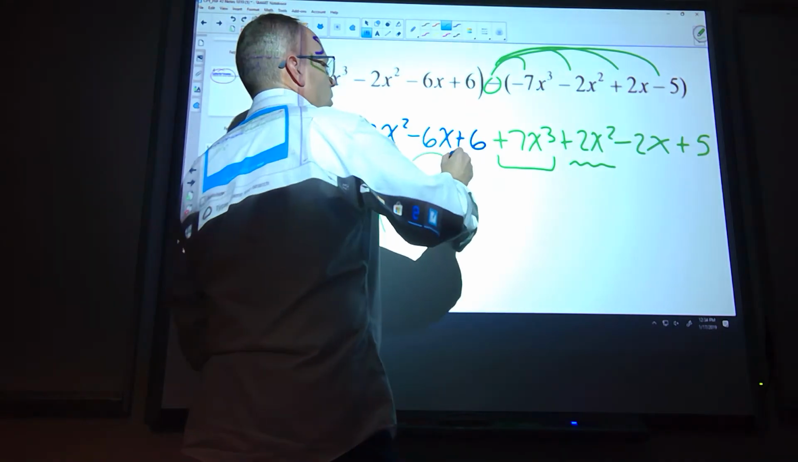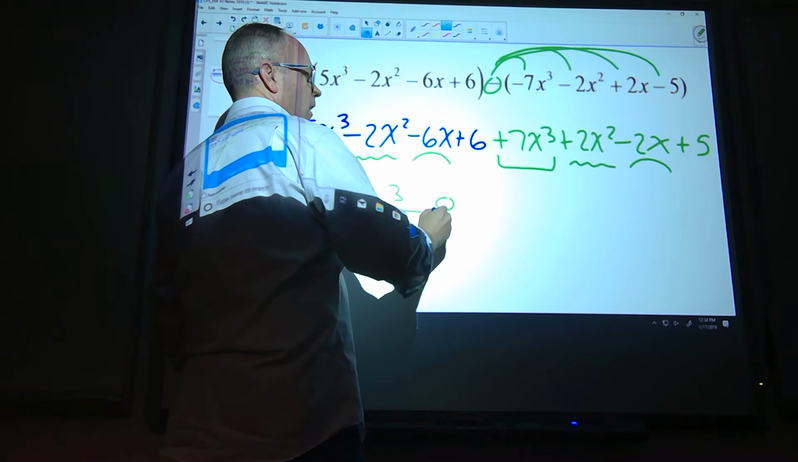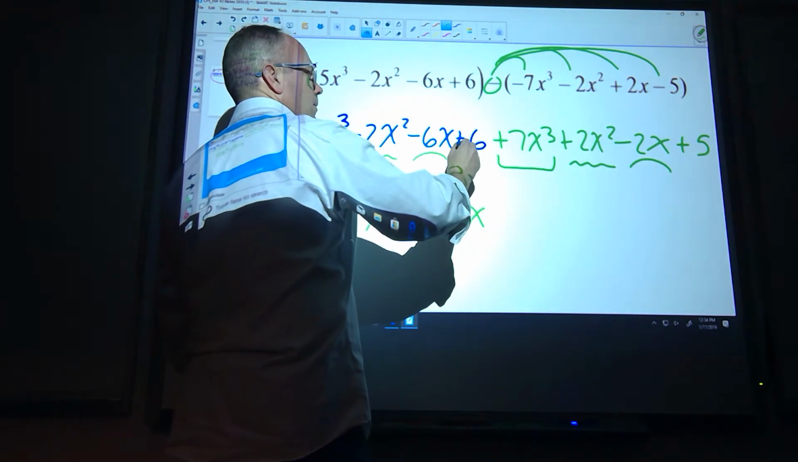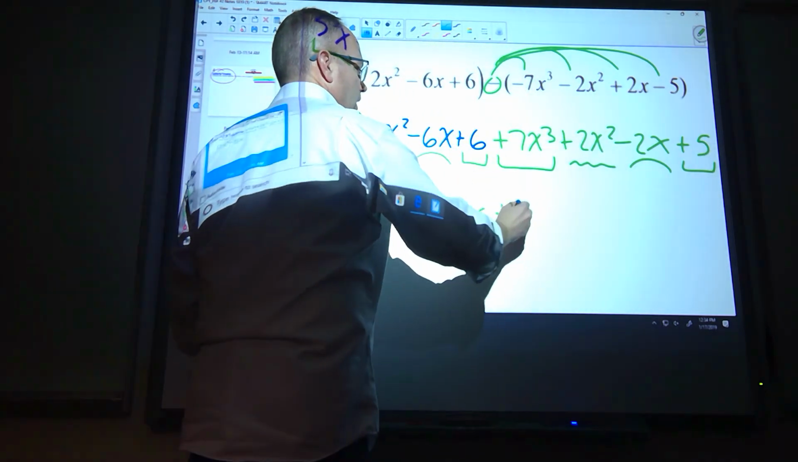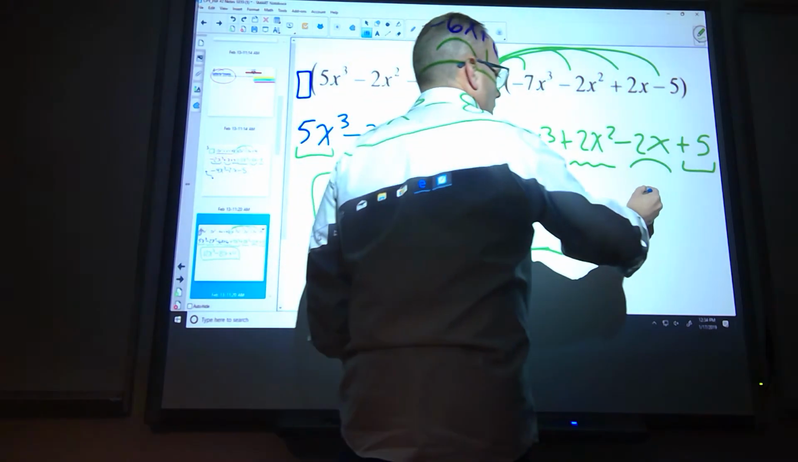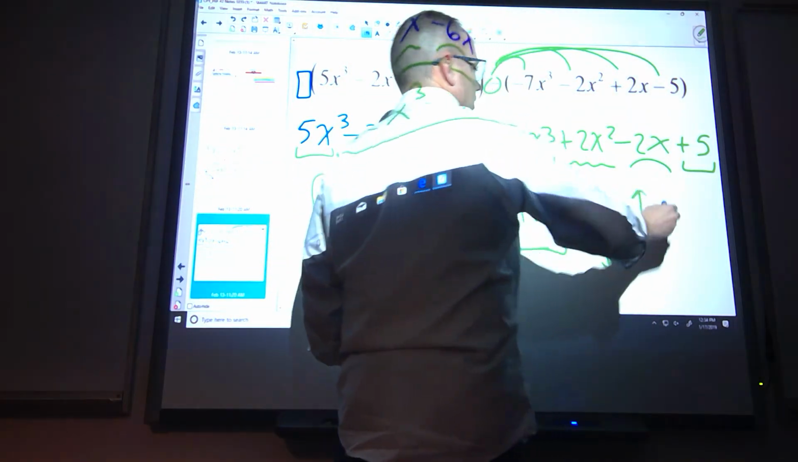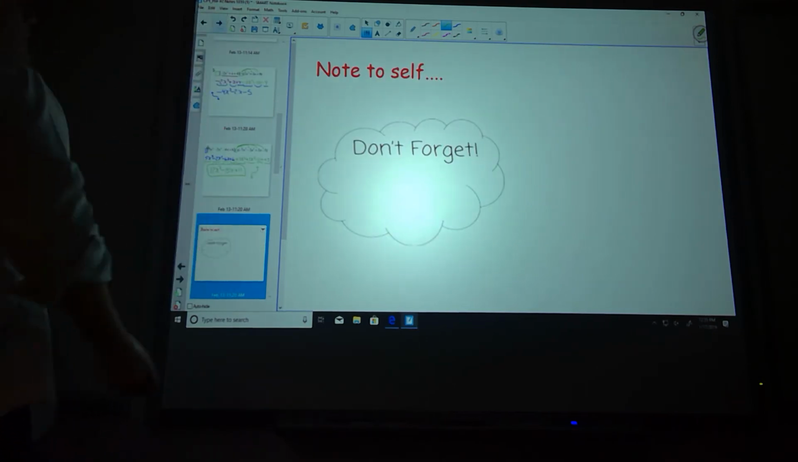And then I'm going to go to my x terms. So negative 6 and negative 2 combined together to give me negative 8x. And then my last one is positive 6, positive 5. So I get positive 11. And that's my answer. And this one actually looks like this. So again, that function kind of looks like that. We doing okay on notes? Doing okay on time? Yes. Can I move on? All right.